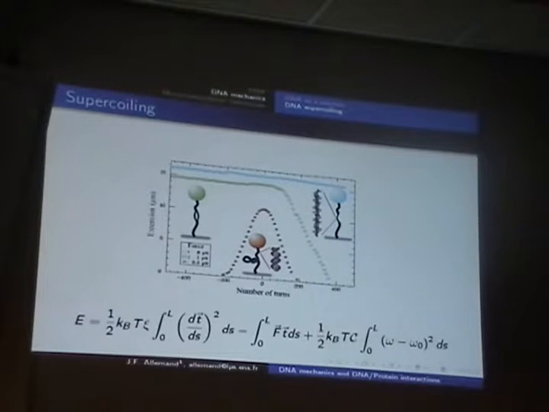Denaturation. So you break the hydrogen bonds, or you locally melt the DNA.